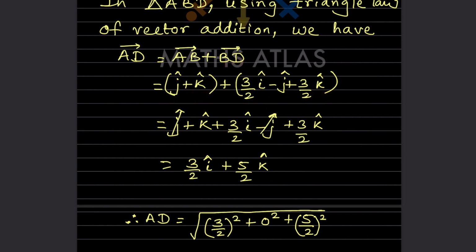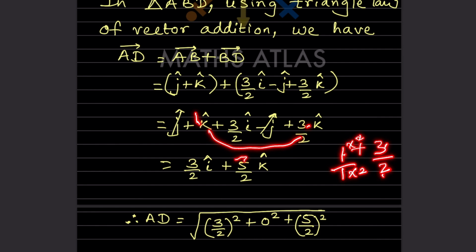So now let us take them together. Minus j plus j gets cancelled here, so i is alone here. But for k, this is 1 and this is 3 by 2. 1 plus 3 by 2, so let us do that separately. The LCM is 2, so this is going to be 2 plus 3 is 5, 5 by 2. So this is what I wrote here, 5 by 2. Hope you got this one.